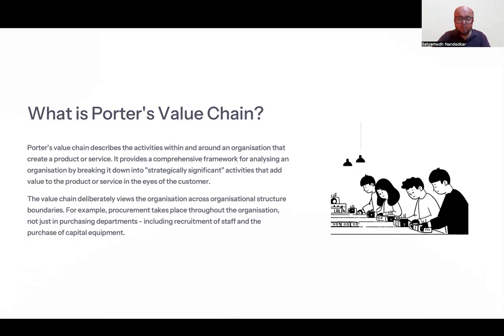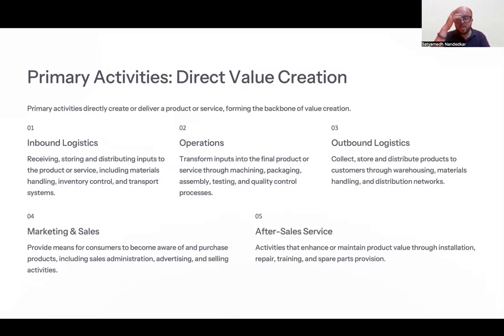Now, to understand how the idea behind Porter's value chain works, he has defined those activities as primary activities, which are the backbone of value creation and which are instrumental in delivering direct value to the customers. So he classified these into five major categories: inbound logistics, operations, outbound logistics, marketing and sales, and after sales service. Okay, so inbound logistics is what? It is receiving, storing, and handling inputs.